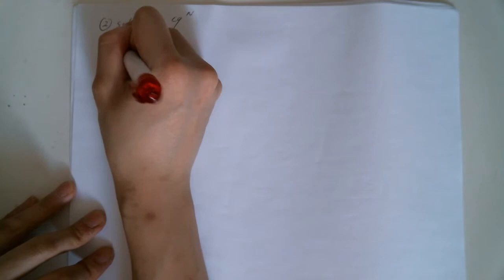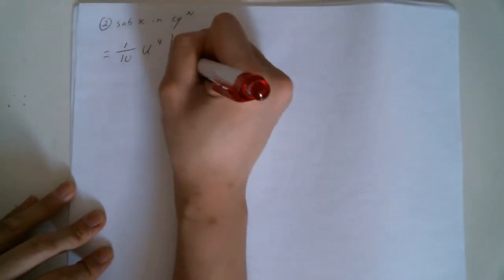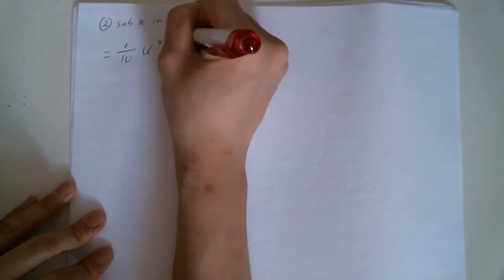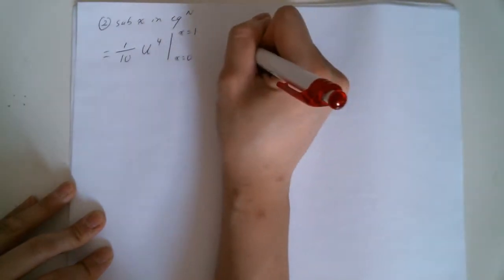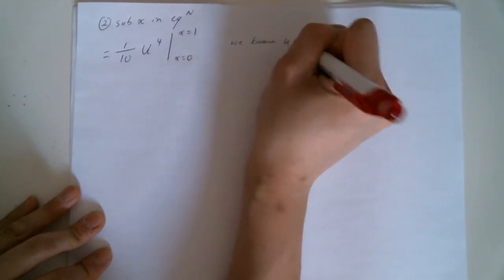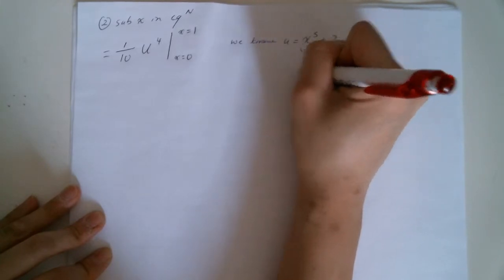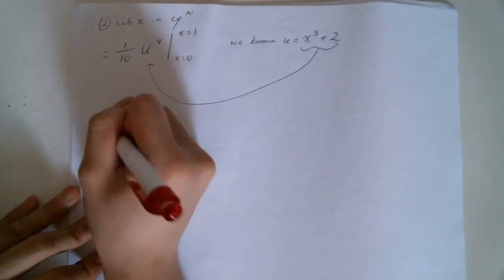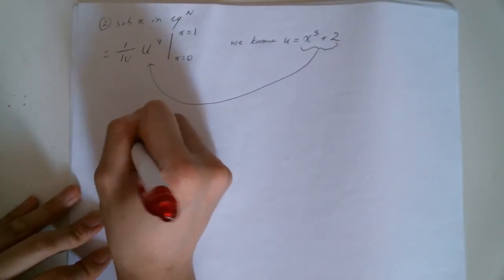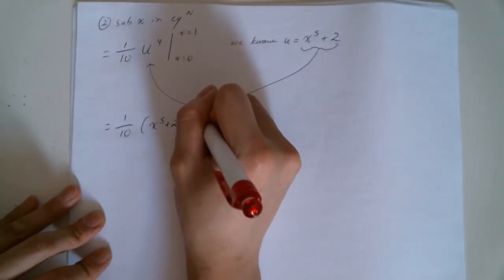The second one is to, instead of substituting u in the bounds, substitute x in the actual equation. So similarly, we recall that u was equal to x to the exponent of 5 plus 2. So wherein we have 1 over 10 u to the exponent of 4 from x equals 0 to x equals 1, we will then have 1 over 10 times x to the exponent of 5 plus 2, and that to the exponent of 4.